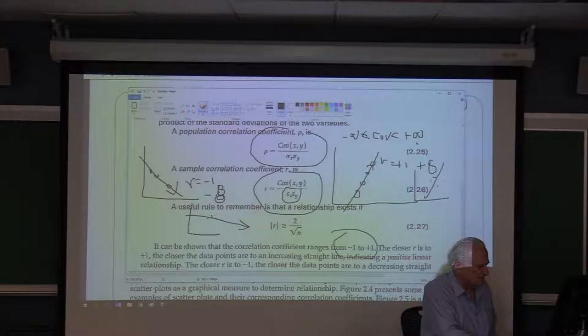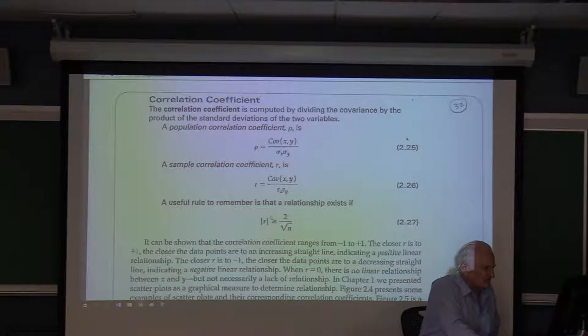So r tells you both about the direction and strength. And this is what I meant to say before: if the absolute value of r is greater than this number, where n is the sample size, then you have a significant linear relationship between the two variables. Whenever you see a relationship here, it means linear relationship. When r is zero, there's no linear relationship.